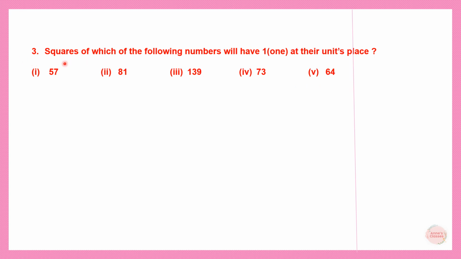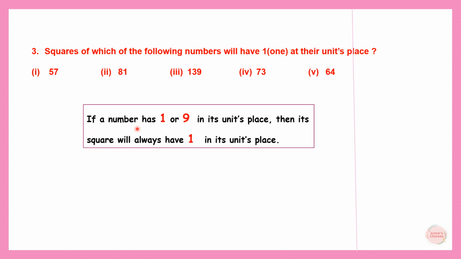Question 3. Squares of which of the following numbers will have 1 at their units place? That means these are all the numbers. If we have to square them up, which of the squares will have 1 at their units place? Again, we have to remember the property which says if a number has 1 or 9 in its units place, then its square will have 1 in the units place. So let's look out for numbers that have 1 or 9 in the units place.